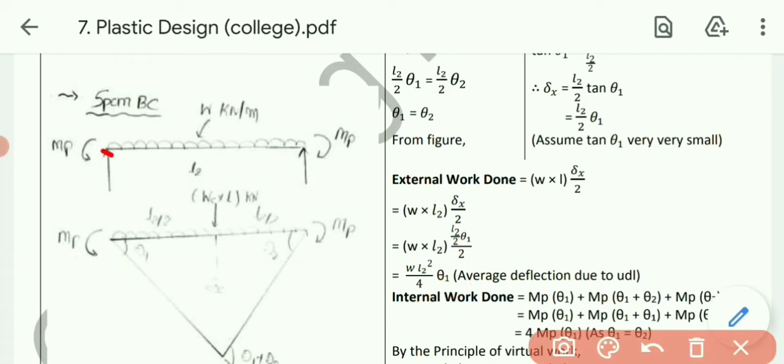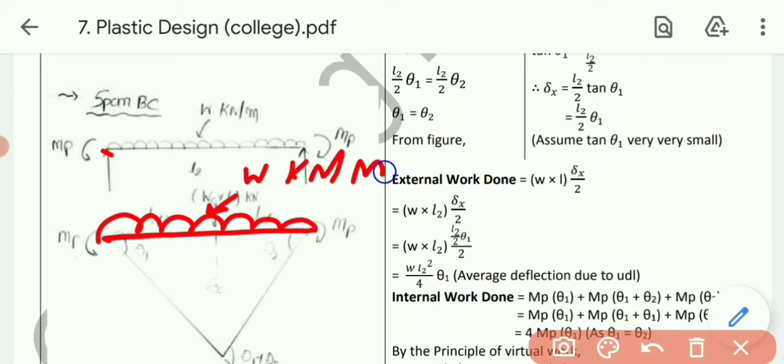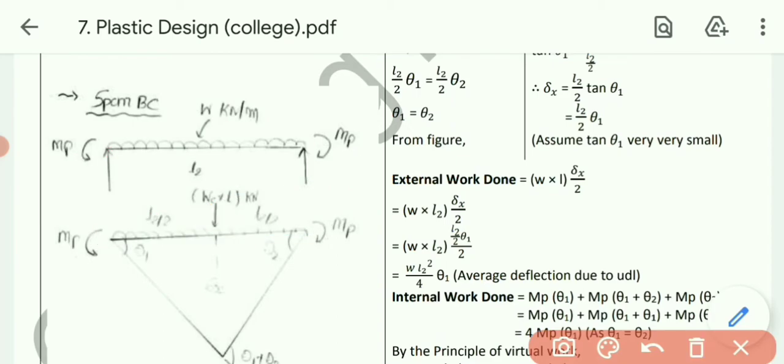First of all, draw the beam, that is either shown as a UDL of W kilonewton per meter, or you can convert it into a point load also, load into length, and apply it at the center like this. You can show it like this, WC into L, that is up to you. You can use both parameters.